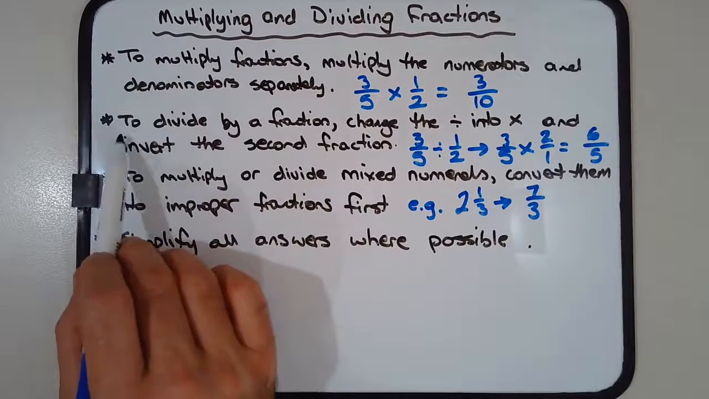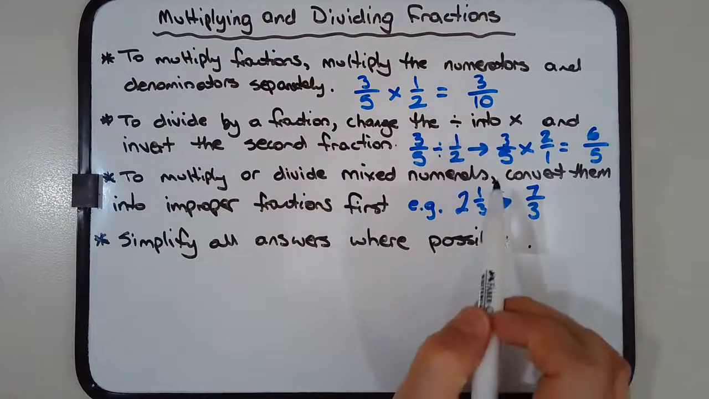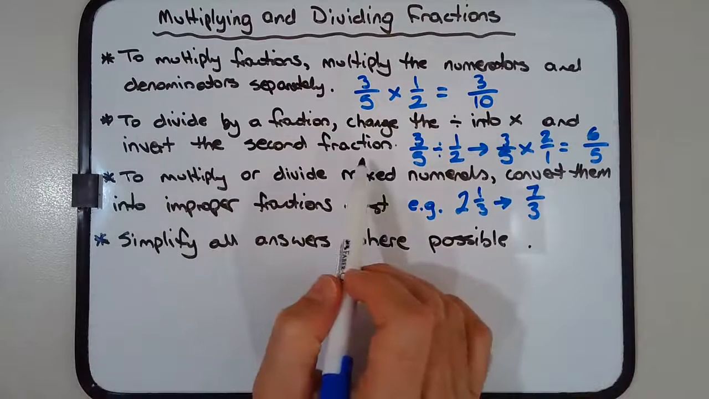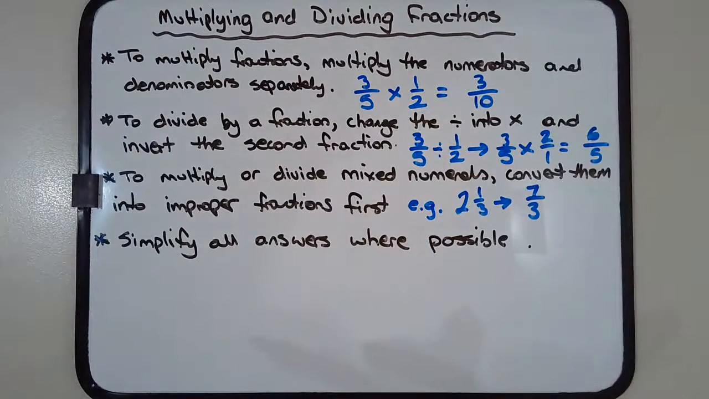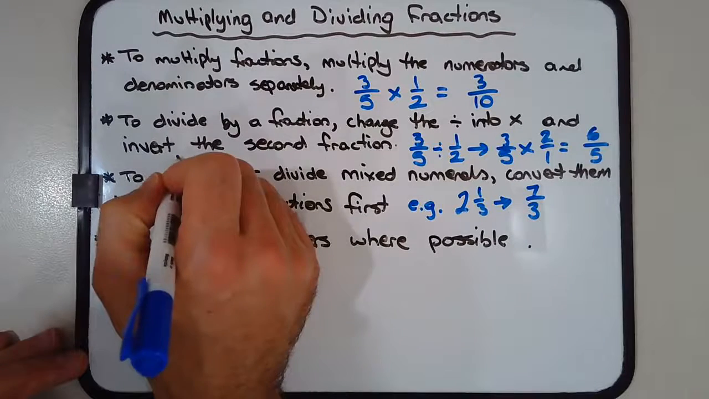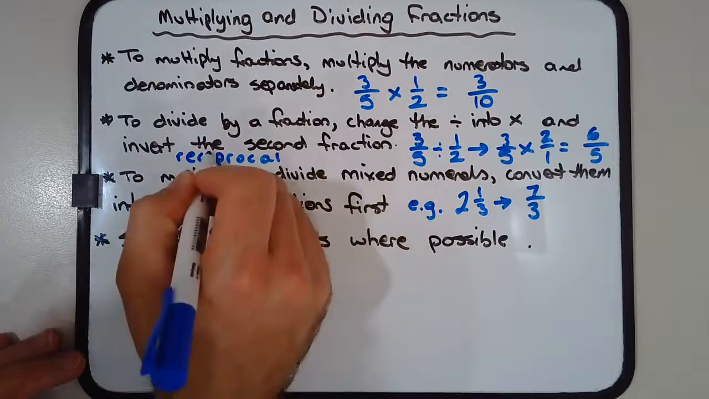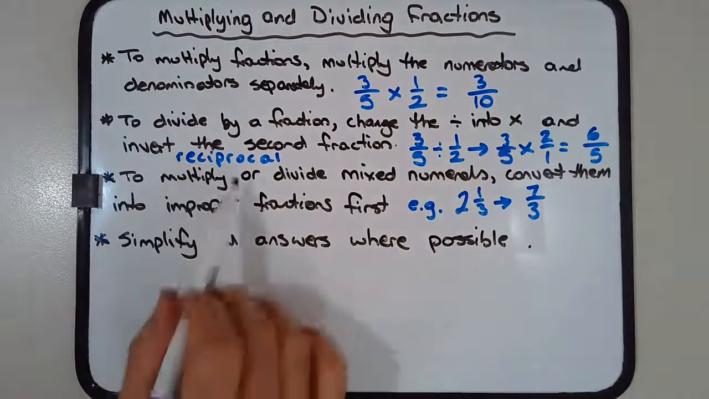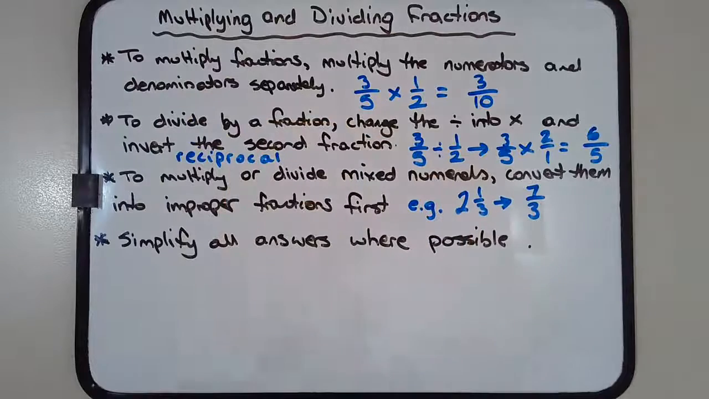Let's have a look at the second rule. To divide by a fraction, we change the division into a multiplication and we invert the second fraction. So inverting a fraction just means turning it upside down. Another word that we use for that is the word reciprocal. I might just write that in here. So the word reciprocal, or to take the reciprocal of, also means to turn a fraction upside down.